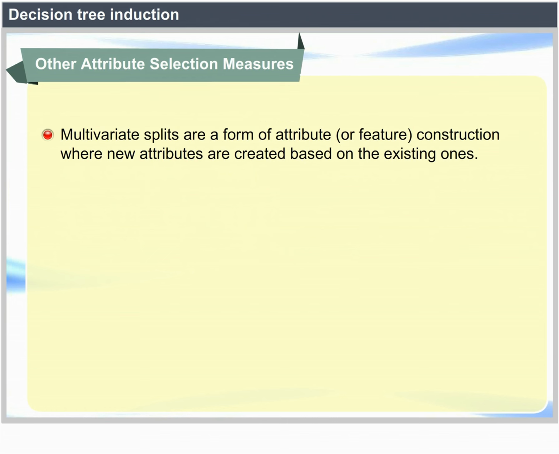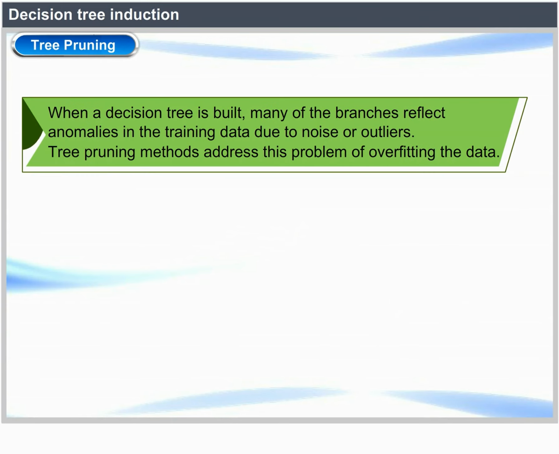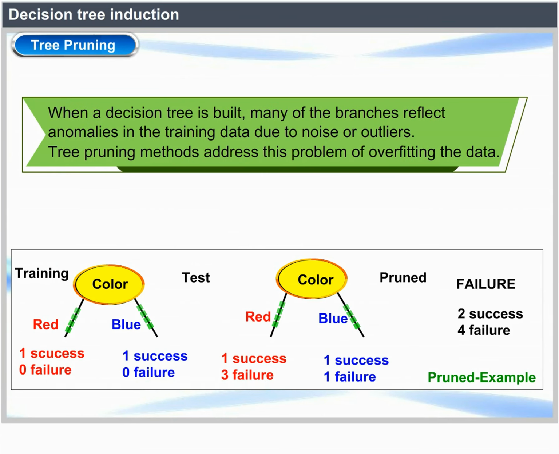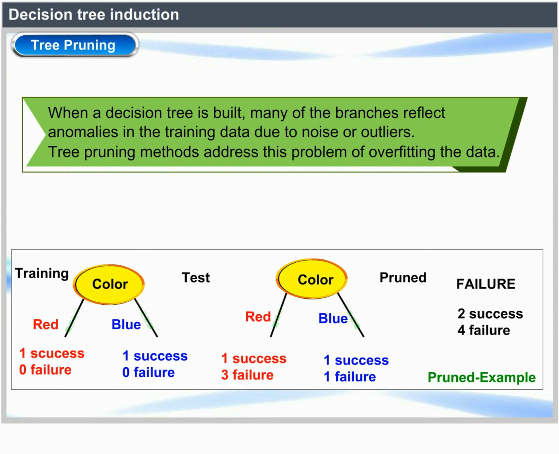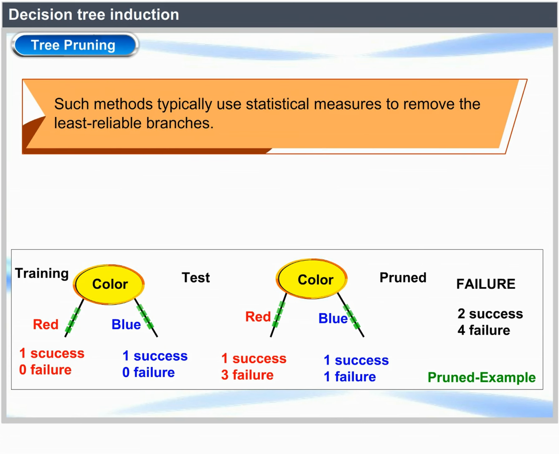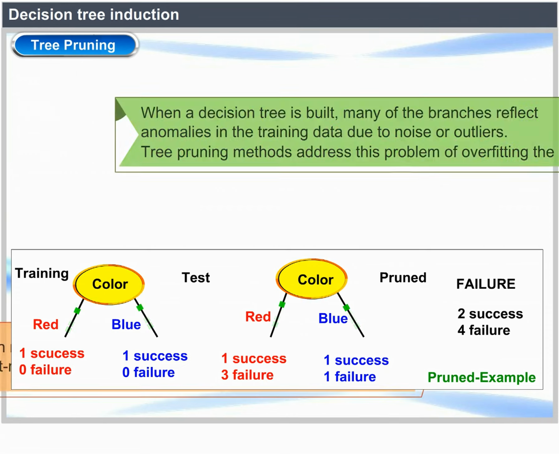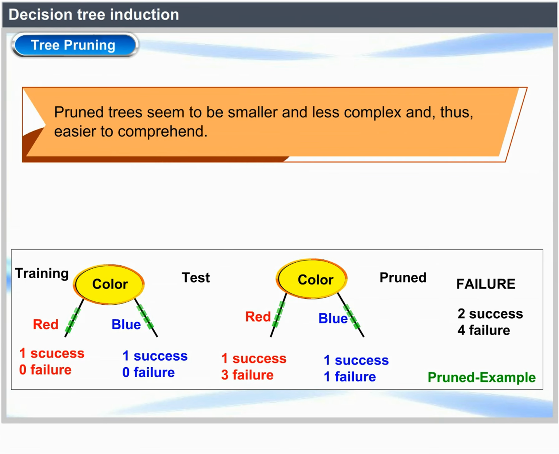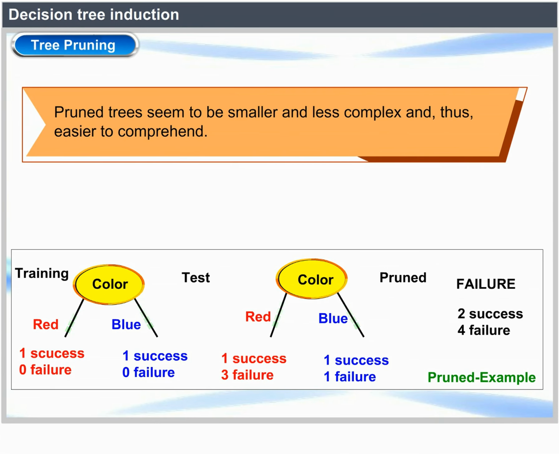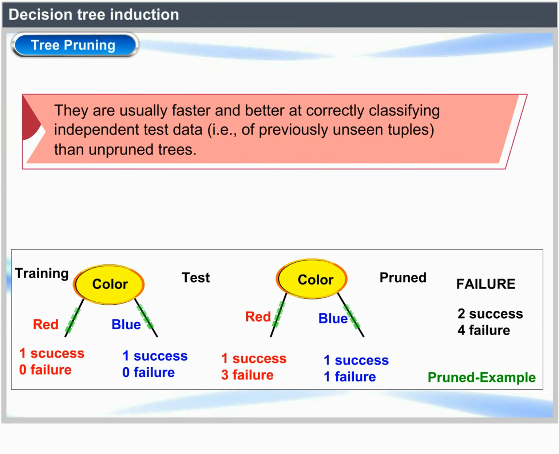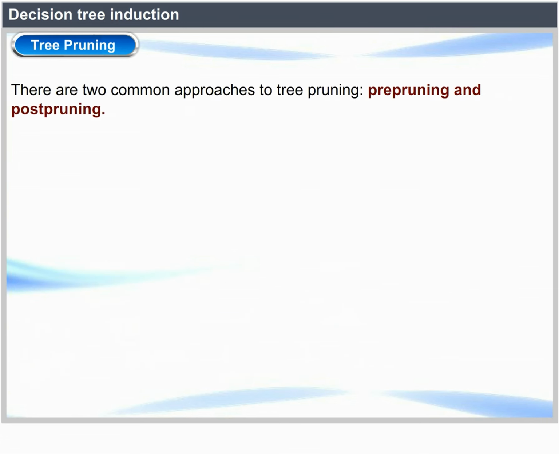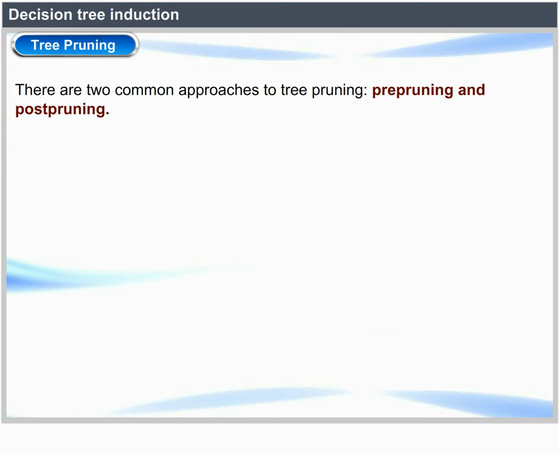Tree pruning. When a decision tree is built, many of the branches will reflect anomalies in the training data due to noise or outliers. Tree pruning methods address this problem of overfitting the data. Such methods typically use statistical measures to remove the least reliable branches. Pruned trees tend to be smaller and less complex and thus easier to comprehend. They are usually faster and better at correctly classifying independent test data, that is, previously unseen tuples, than unpruned trees. There are two common approaches to tree pruning: pre-pruning and post-pruning.